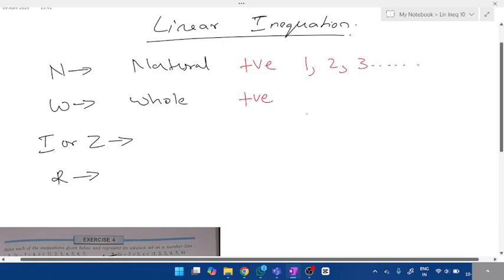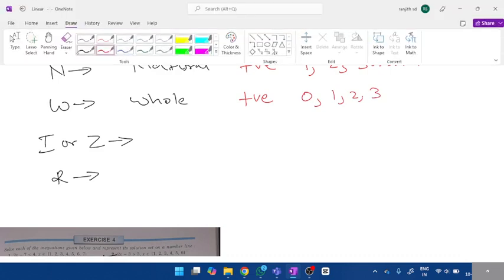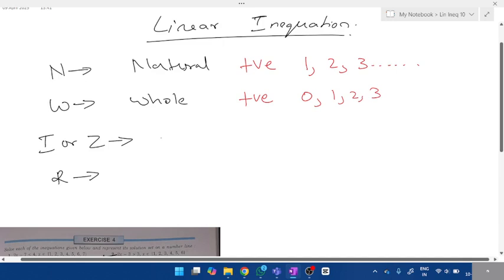it goes on. Whole number also is positive, but it will start from 0. I or Z. What's the meaning of I or Z? Integer, correct. Integer will have negative numbers, 0 and positive. 0 is neutral, neither negative nor positive. So the values are minus 3, minus 2, minus 1, 0, 1. It goes on left hand side and right hand side.